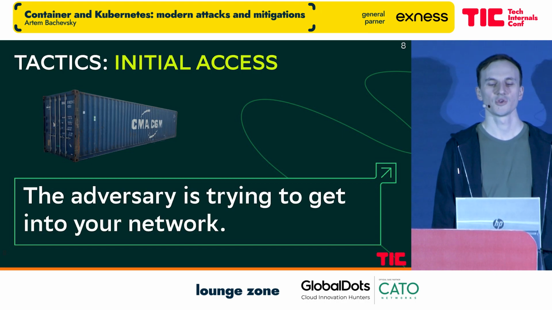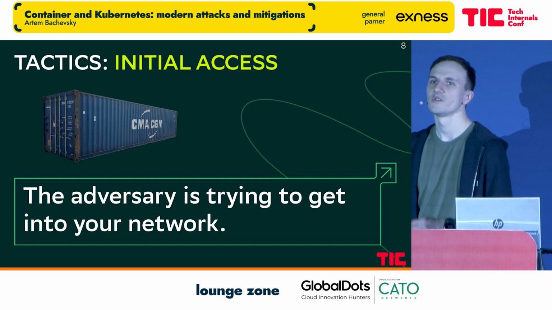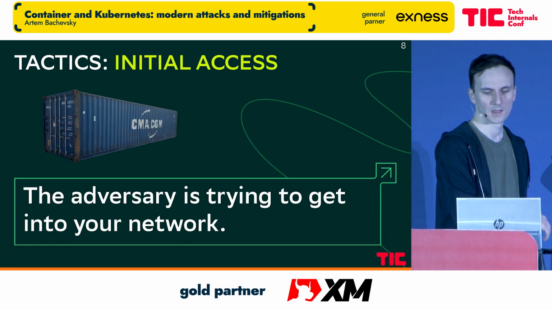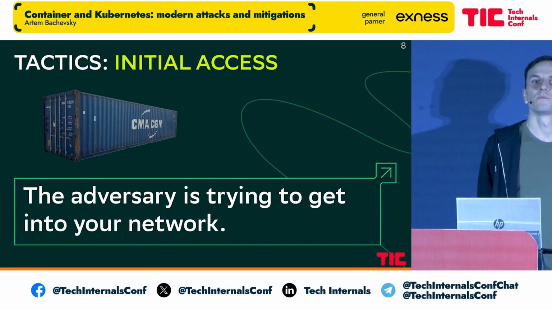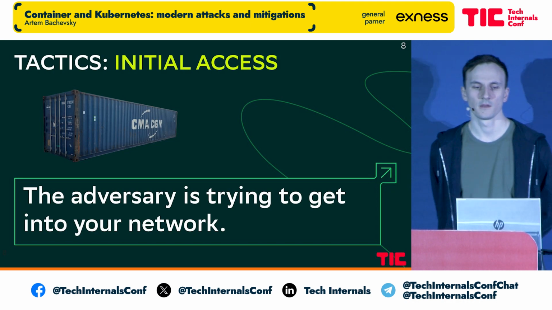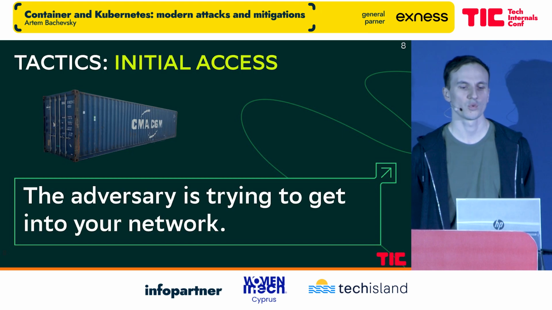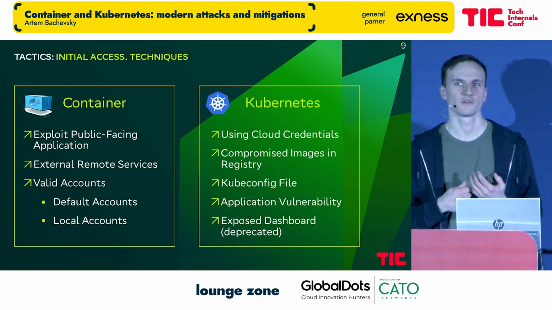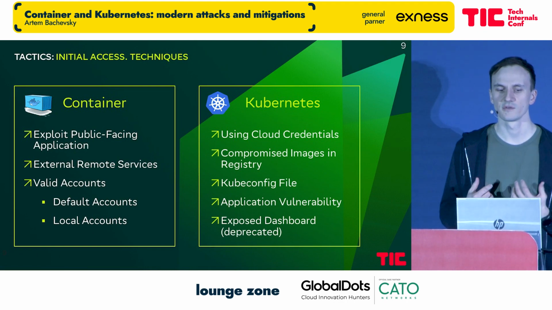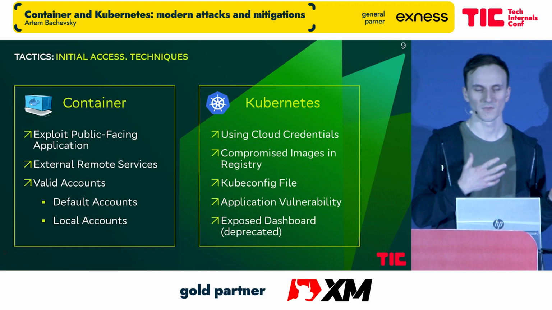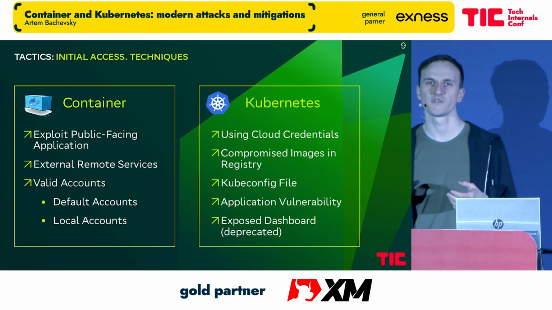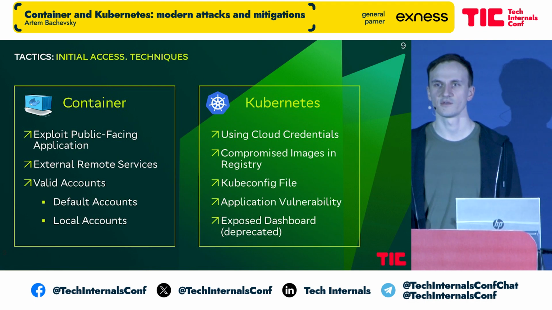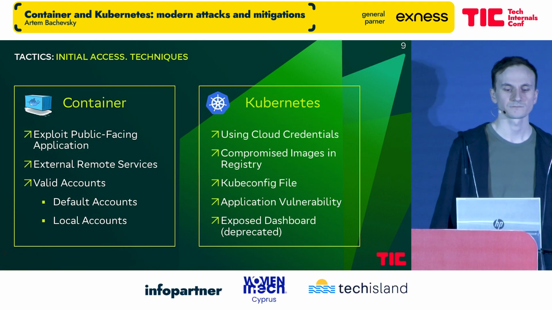And we will start from initial access. It's about when the adversary is trying to get into your network. How could he do it? The easiest way, and I think the most popular way, is to exploit some public-facing application that is accessible from the internet and go through it. Or use some external remote service, SSH, some Grafana or something like that which is also available from the internet.